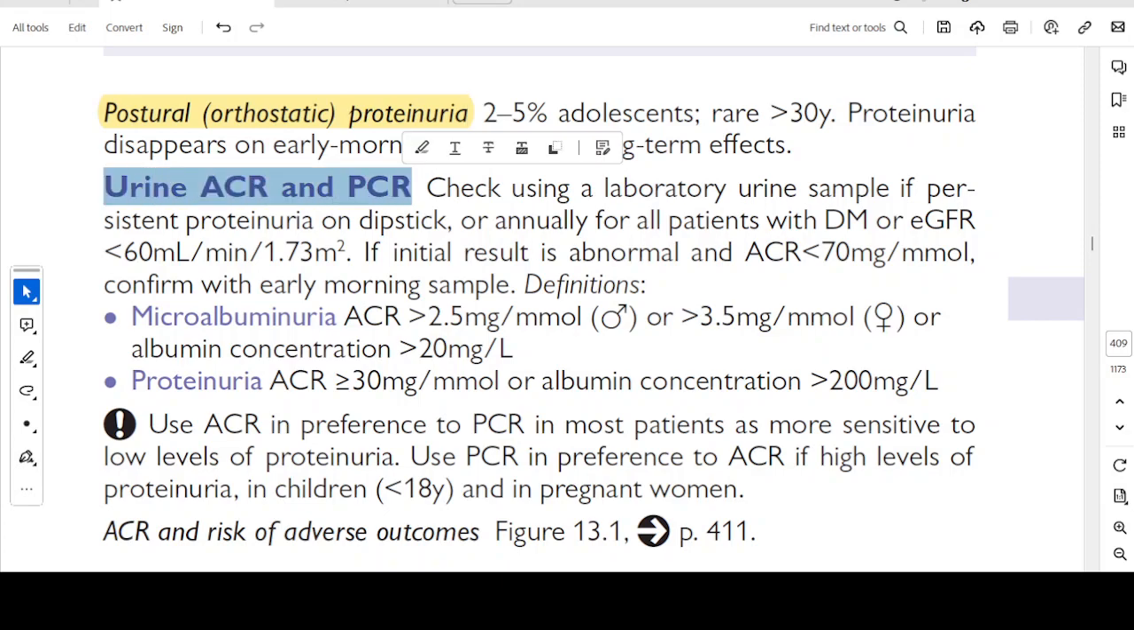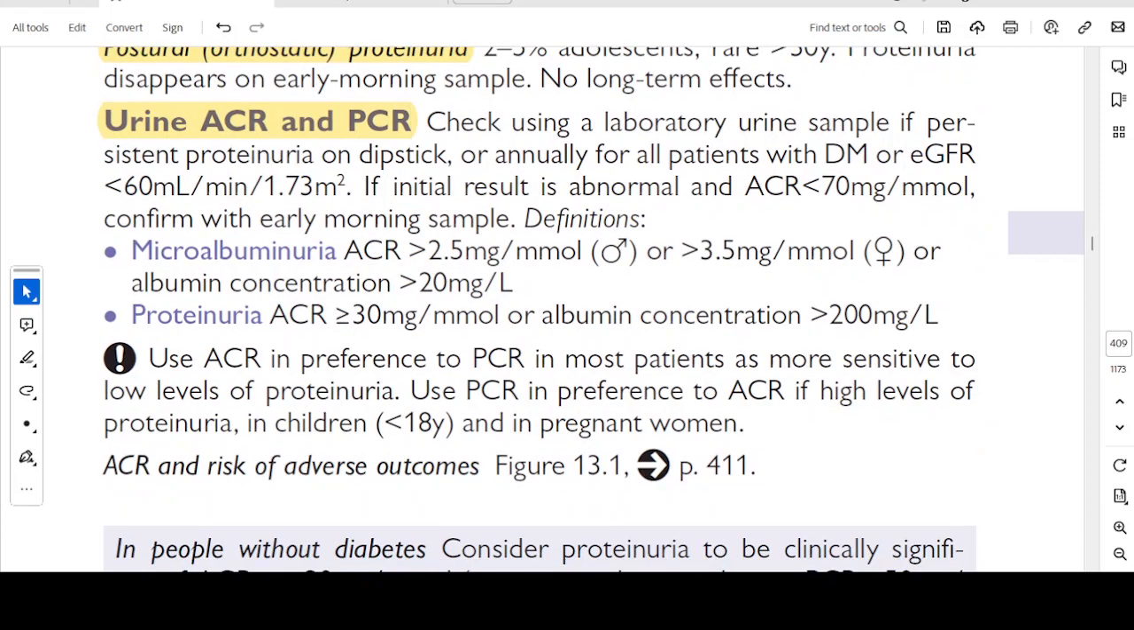Urine ACR and PCR. Check using a laboratory urine sample if there is persistent proteinuria on a dipstick, or annually for all patients with diabetes or eGFR less than 60 milliliters per minute per 1.73 meter square. If the initial result is abnormal and the ACR is less than 70 milligrams per millimole, confirm with an early morning sample. Definitions: microalbuminuria, ACR more than 2.5 millimoles in males or more than 3.5 millimoles in females. Albumin concentration more than 20 milligrams per liter.